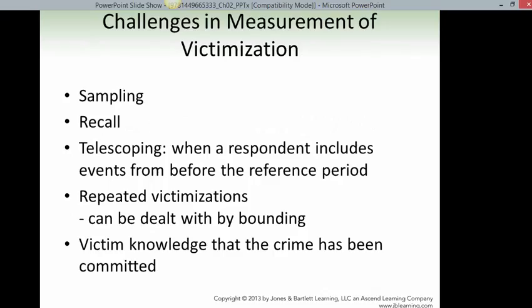Challenges in measurement of victimization. Sampling. Recall. Telescoping, when a respondent includes events from before the reference period. Repeated victimizations can be dealt with by bounding. Victim knowledge that the crime has been committed.